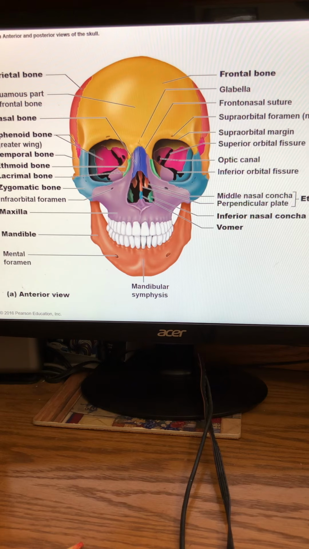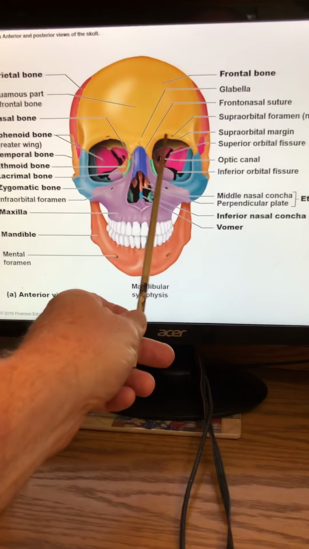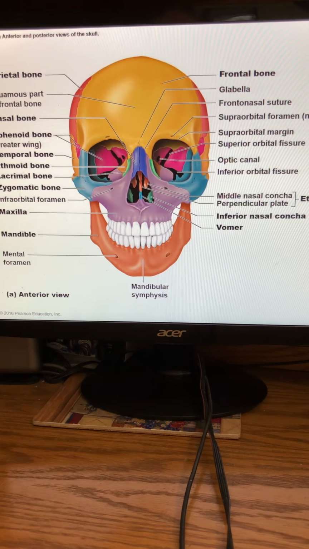The first place to begin with is the orbit, which is where your eyeball would be. There are 7 bones that actually make up your orbit, but we're just going to start with the frontal bone. Underneath your eyebrows is a bony margin, which is called the supraorbital margin. If you think about that, it's above your orbit. Supra means above, and orbit is where it is. So the supraorbital margin is going to be underneath your eyebrows.